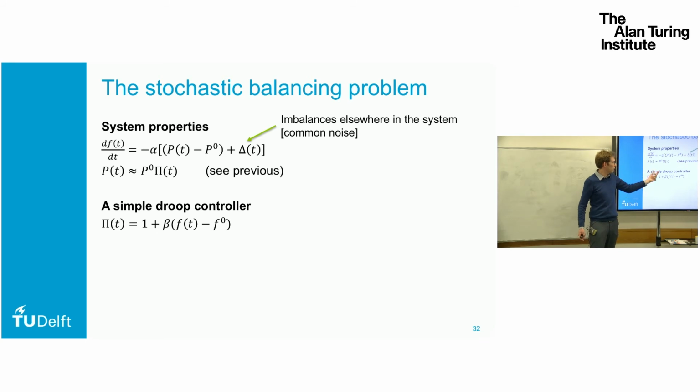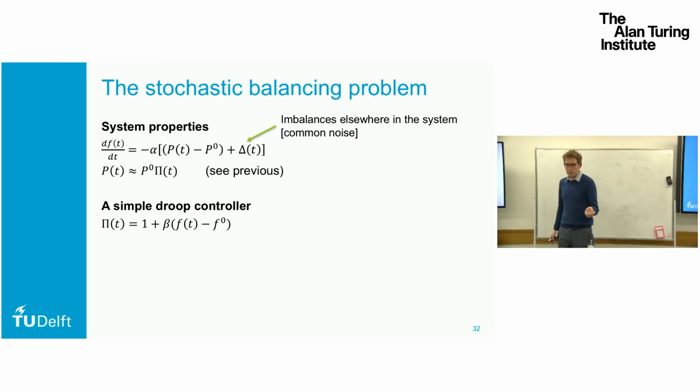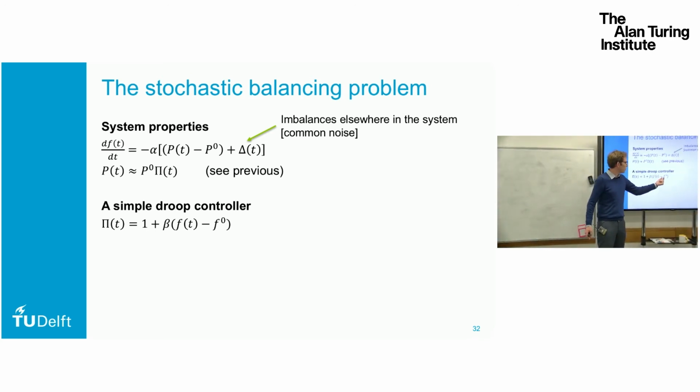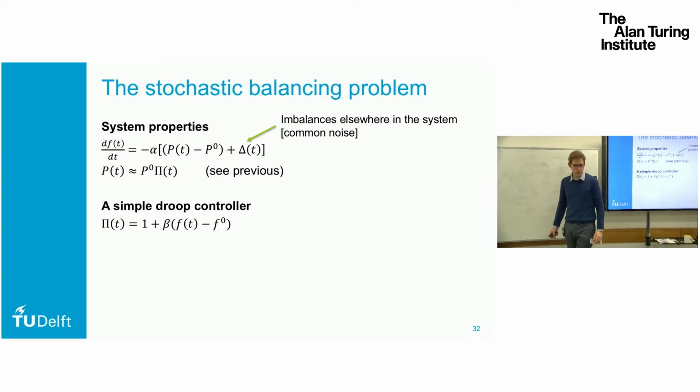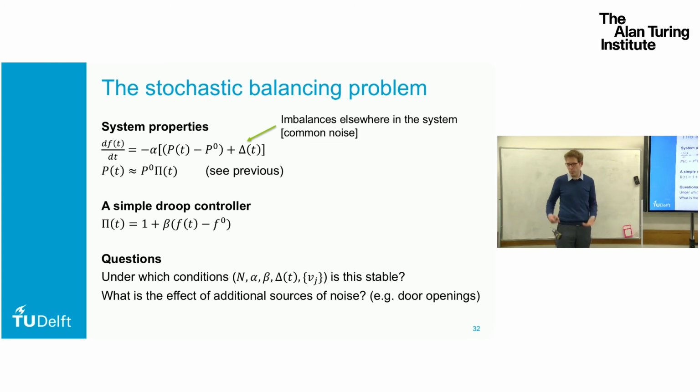And finally, we can say, well, okay, we could build a simple droop controller, right? So we could let the fridges respond in proportion to the detected frequency mismatch. So any deviation between the desired frequency and the actual frequency, let's respond proportionally as a first step. So how does this behave? I don't know. That's an open question.